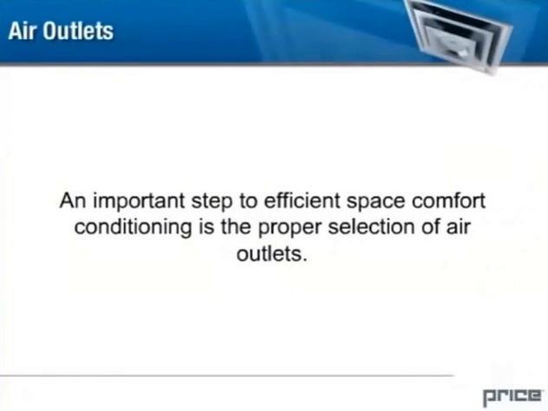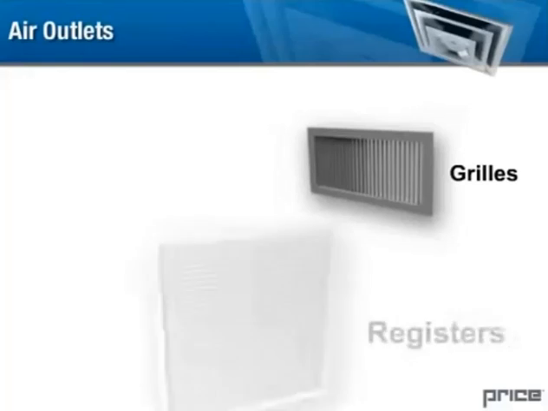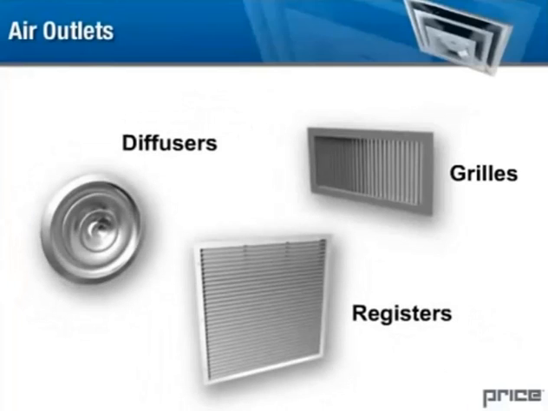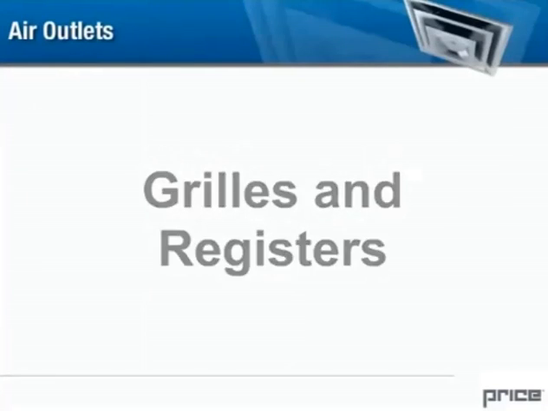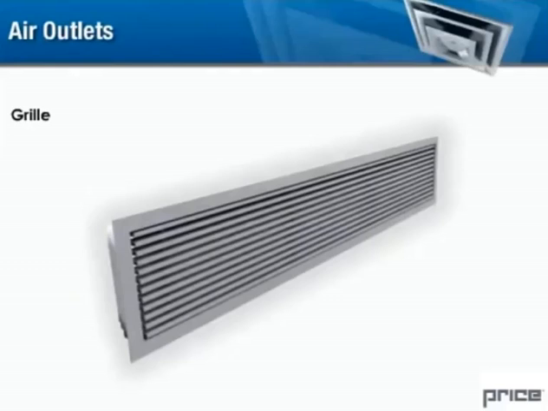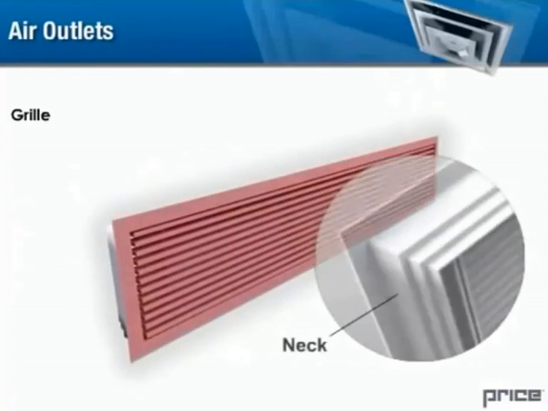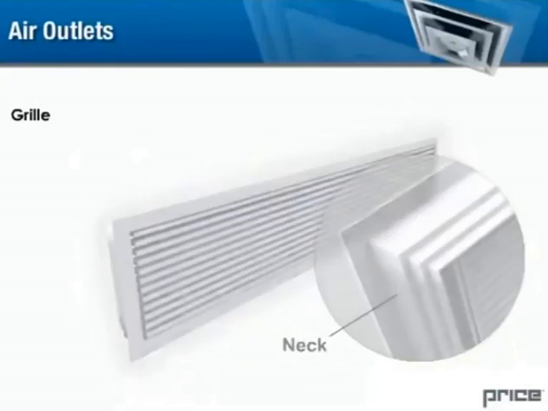An important step to efficient space comfort conditioning is the proper selection of air outlets. This section presents generalized descriptions and characteristics of the types of grills, registers, and diffusers which are commonly used in commercial air distribution applications today. Grills and registers. The term grill is commonly applied to any air outlet or intake that consists of a square or rectangular face and neck and whose facial appearance is made up of fixed or adjustable louvers, which may be used to deflect the air.